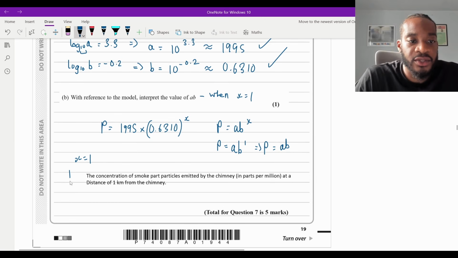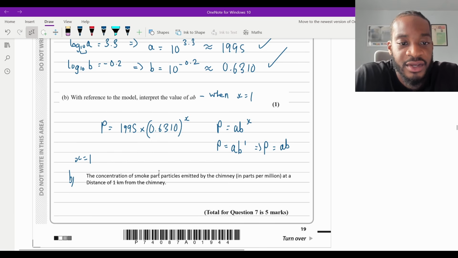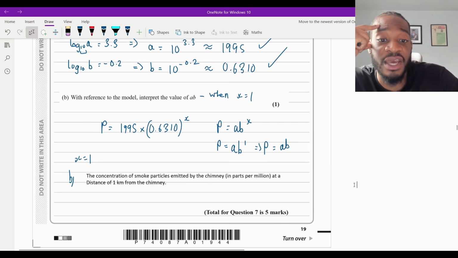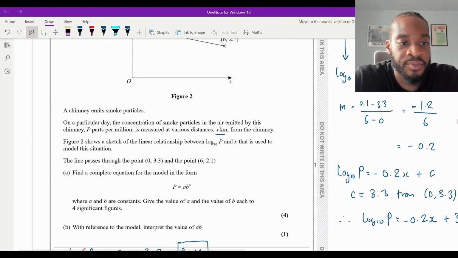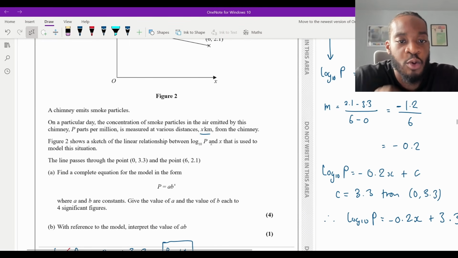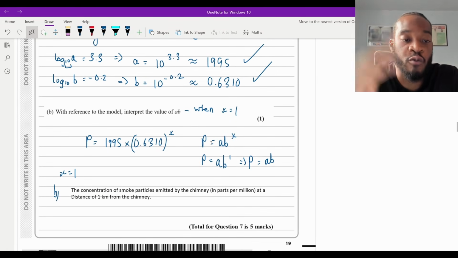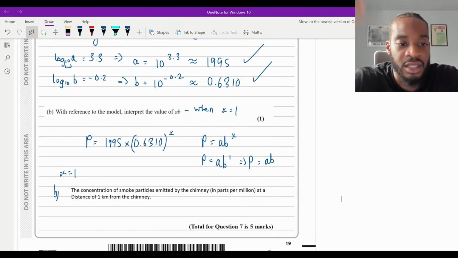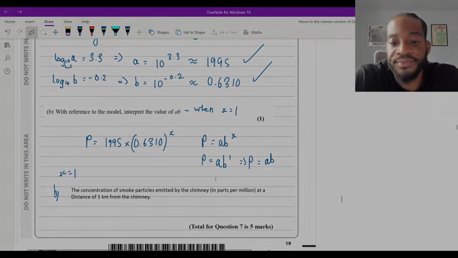So that is part B. The concentration of smoke particles, I wrote particles, sorry, I'm a maths guy. The concentration of smoke particles emitted by the chimney in parts per million at a distance of 1 kilometer from the chimney. Let's just read it again. On the particular, the concentration of smoke particles in the air emitted by the chimney in parts per million is measured at various distances, x kilometers from the chimney. Yeah, so that's fine because x equals 1 represents the distance of 1 kilometer from the chimney, and P is the concentration of smoke particles. Perfect. That is it, and that is question 7 finished.